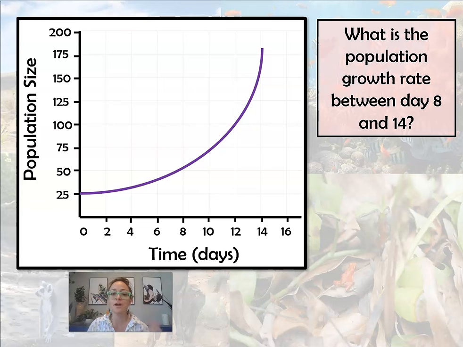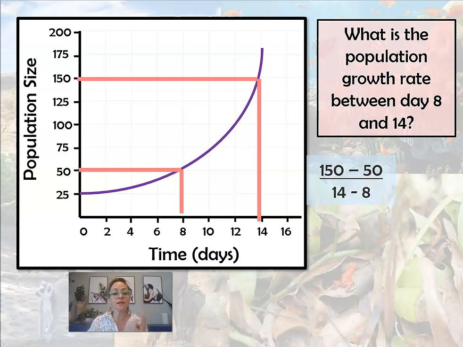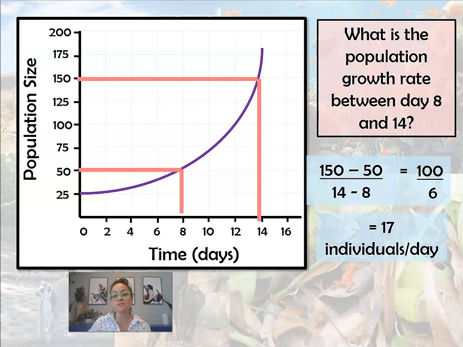So in this one, we're going to just look at how you calculate the growth rate of this population in a given time period. So in this, we're specifying between day 8 and day 14. So really, you're going to find what is your final population. Here it was 150, and your initial population is 50. And now what we're going to do is find the final minus the initial divided by the change in time. And so here we find that the average rate of growth was 17 individuals per day added to this population.